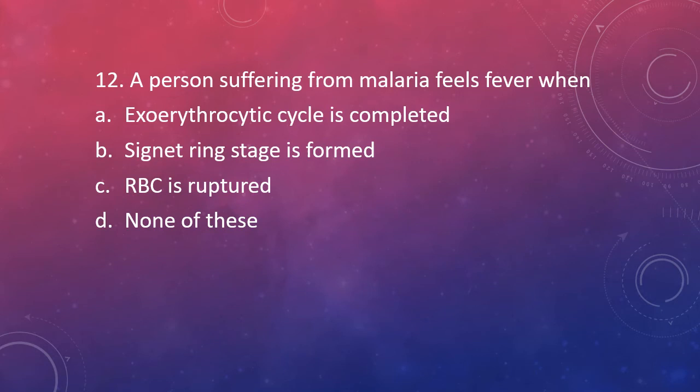Question number 12. A person suffering from malaria feels fever when exoerythrocytic cycle is completed, signet ring stage is formed, RBC is ruptured, or option D, none of these. Person suffering from malaria feels fever when? Correct answer is option C, when the RBC is ruptured. When the RBC is ruptured, the hemozoin pigment is released, which is responsible for the fever that is seen in malaria.